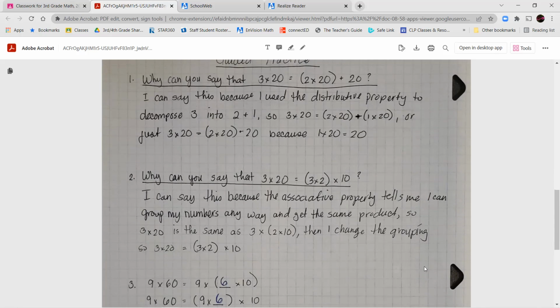For number 2, why can you say that 3 times 20 is the same thing as 3 times 2 times a group of 10? Well, I can say this because the associative property tells me that I can group my numbers in any way, and I'm going to get the same product. So 3 times 20 is the same thing as saying 3 times 2 groups of 10, or 2 times 10. And then I'll change my grouping so that my parentheses are around my 3 times 2 first, and then times a group of 10, all of which will get me to the same product.